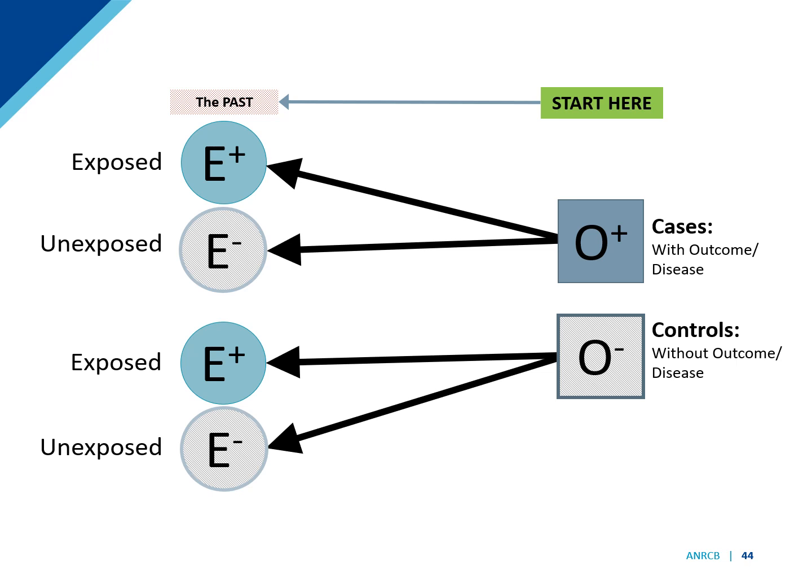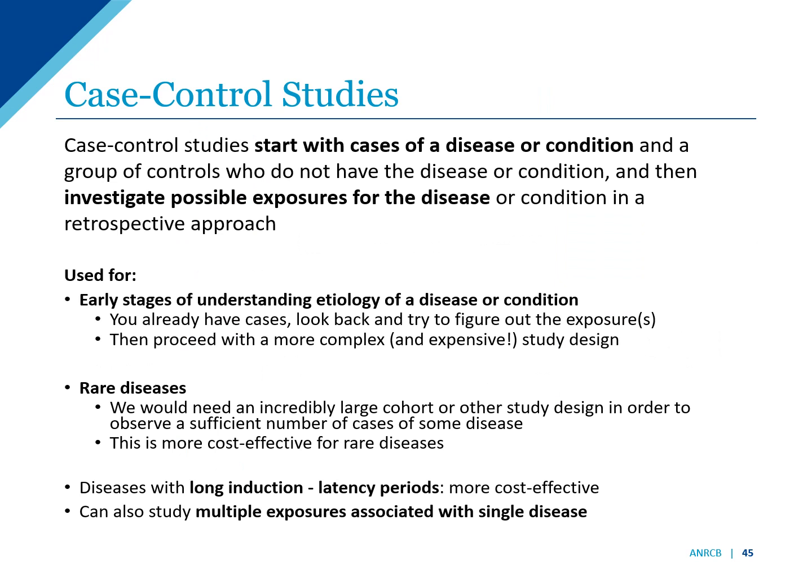In a case control study, we start with the outcome of interest, including cases with the disease or outcome and a similar group of controls who do not have the outcome. And then we look back to see what exposures we might find that differ between cases and controls. Case control studies are retrospective, in that they begin with the outcome and look into the past to investigate possible exposures for the disease. They are best used in several ways.